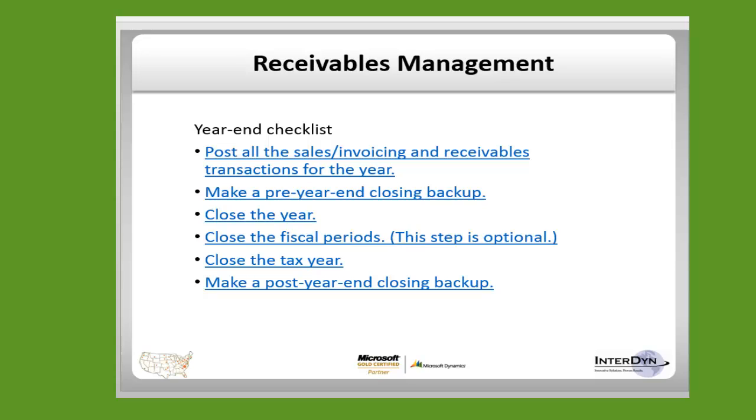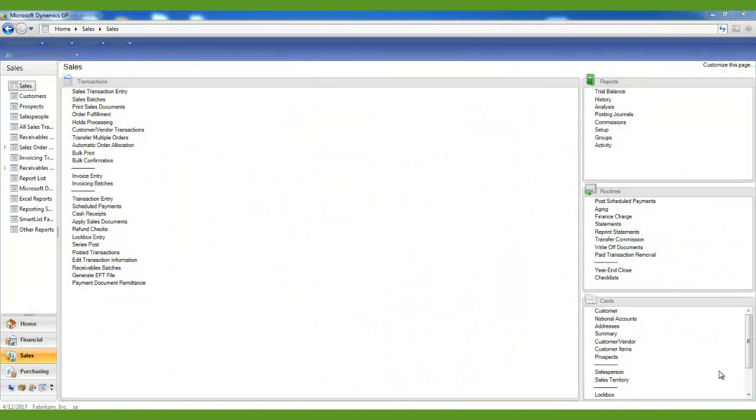The next step will be to close the fiscal periods. Please note that this is an optional step. The next step is to close the tax year if you are charging sales taxes or you're tracking taxes within the Payables Management module. The last step is to make a post-year-end closing backup. So let's take a look.